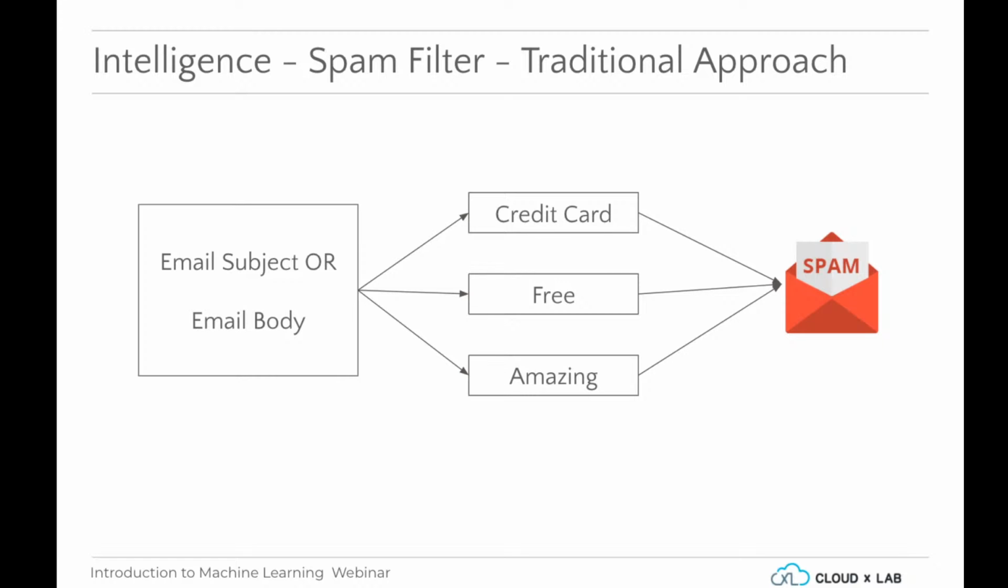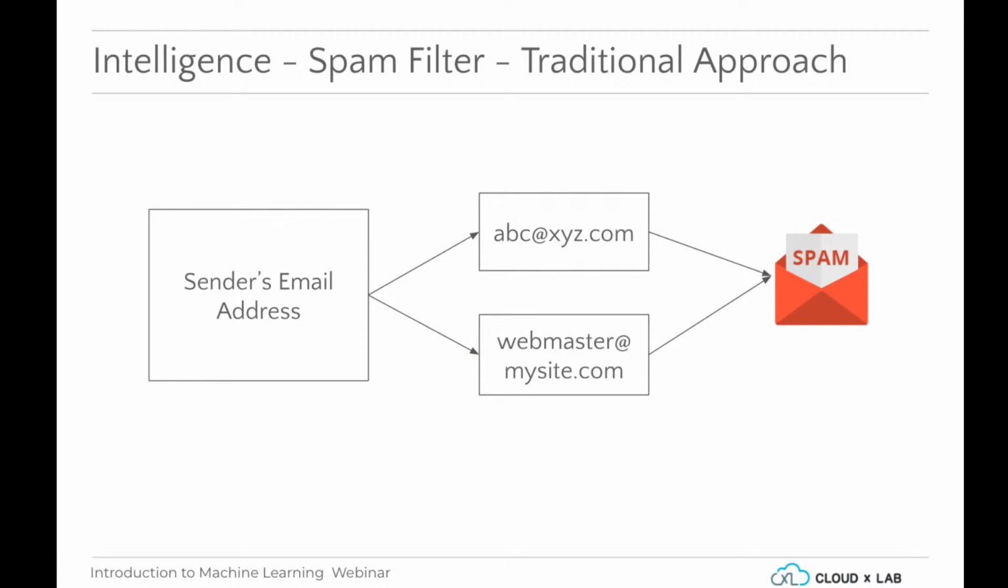In the traditional approach, an email comes in and you would look at either the subject or the body, and it would be checked against a set of rules. A rule might check if you see the words free credit card, or the word free, or the word amazing, and it says if you see these words at a particular frequency, put that into the spam bucket. That's a normal way to do it. Another way is to have filters based on certain email addresses. A certain set of email addresses has been flagged as spammers, so an email coming from that address would automatically go into the spam folder.